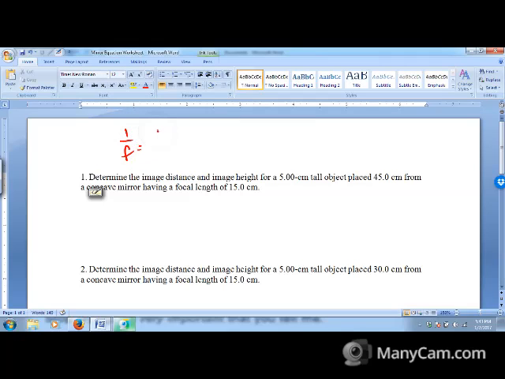That's 1 over f equals 1 over d_o plus 1 over d_i. That's the mirror equation. The magnification equation states that the magnification is equal to h_i over h_o, which equals negative d_i over d_o. Most importantly, do not forget that negative sign. It's a game changer.